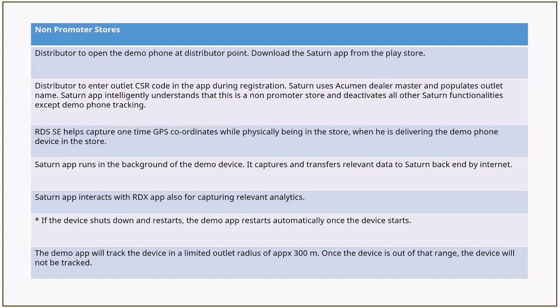Again, this app also interacts with the RDX app, like I said, for the promoter app. The RDX app is basically the demo app which you are using for giving a demo to the consumers, and it also throws again relevant analytics for generating reports. Similar for the promoter store again, if the app is shut down or if the phone restarts, this particular device tracking app or the demo tracking app will restart itself.